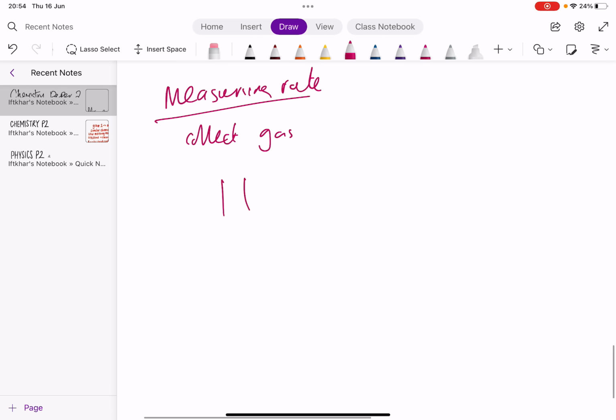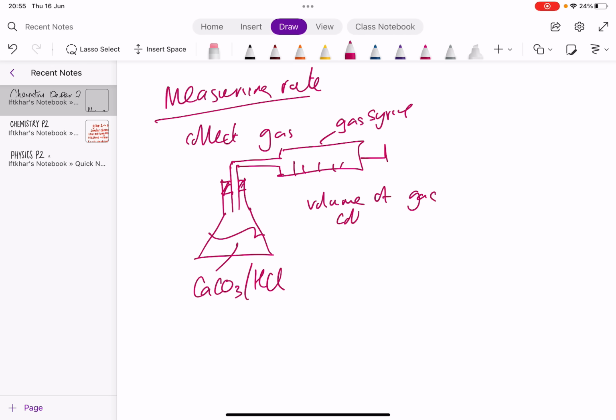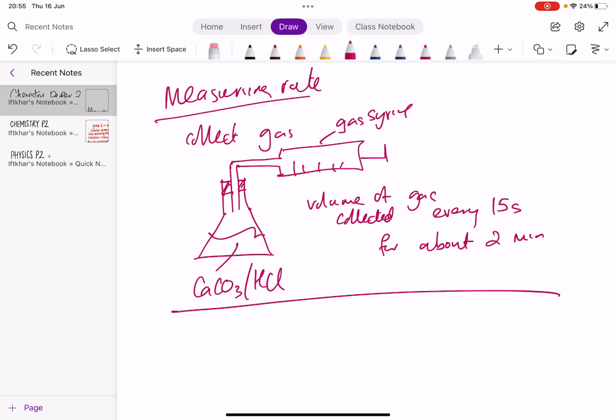Simply, you need a conical flask, a delivery tube, and a gas syringe. This is a gas syringe. You need a bung. There's your mixture, like calcium carbonate and hydrochloric acid, and you measure the volume of gas collected every 15 seconds for about 2 minutes. That's one way of measuring rate.